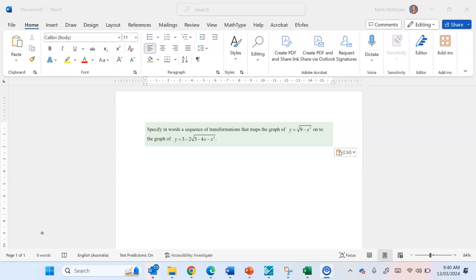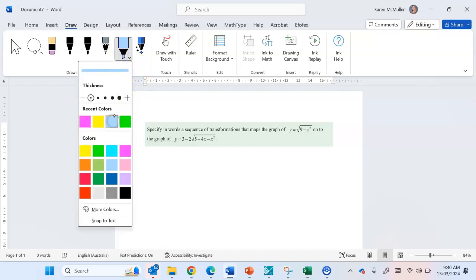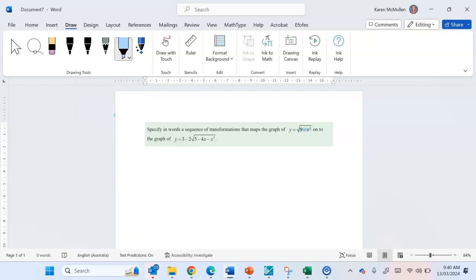The tricky part with this one is we've got 9 minus x squared underneath the square root sign, and we've got 5 minus 4x minus x squared. Now, if you ever get stuck dealing with parabolas or quadratics, remember completing the square often fixes those issues. In this case, because we've only got an x squared here, and we've got an x and an x squared here, I know that I need to rearrange this into turning point form by completing the square. So let's do that first.